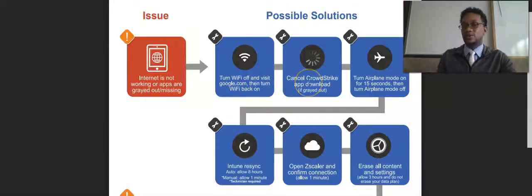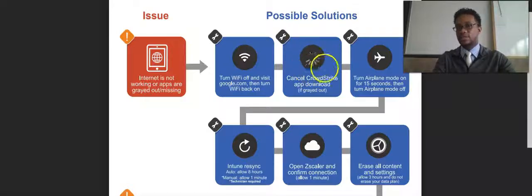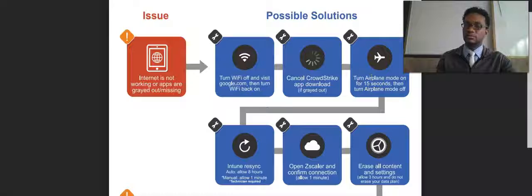Another solution could be to cancel the CrowdStrike app download if it grays out. Okay? That's another solution you could try when you see these symbols like that. Another one, airplane mode. Turn the airplane mode on for 15 seconds, then turn airplane mode off. And that should help you with the internet as well.